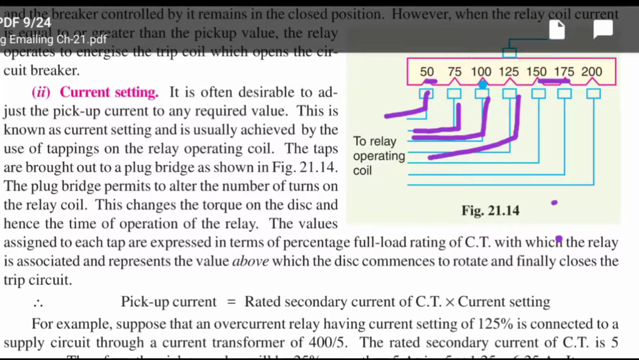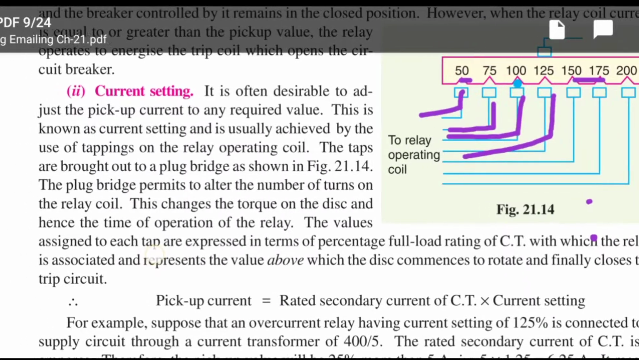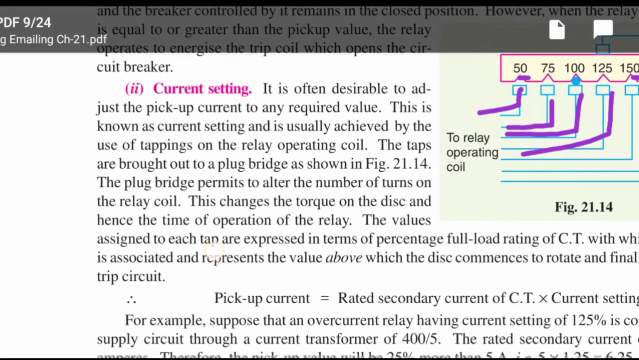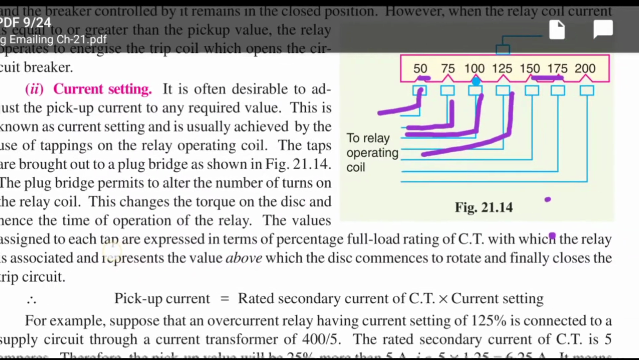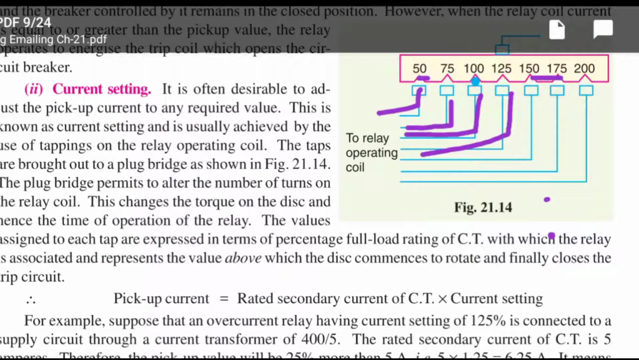The plug bridge permits altering the number of turns on a relay coil. This changes the torque on the disc, hence the time of operation of the relay will change. The value assigned to each tap is expressed as a percentage of the full load rating of the current transformer, with which the relay is associated, and represents the value above which the disc rotates and finally closes the trip circuit.